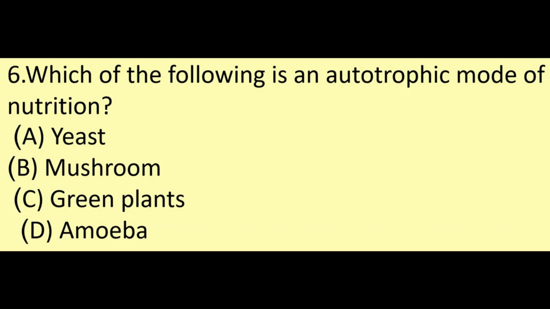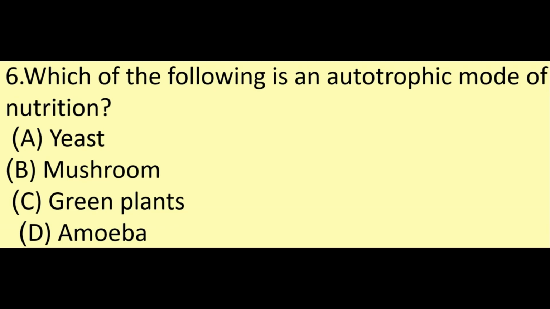Which of the following is an autotrophic mode of nutrition? Option A, yeast, option B, mushroom, option C, green plants, and option D, amoeba. And the answer is green plants.